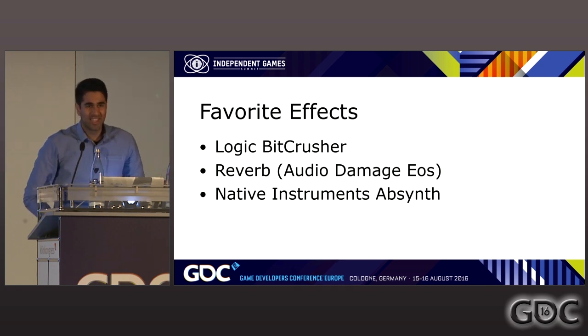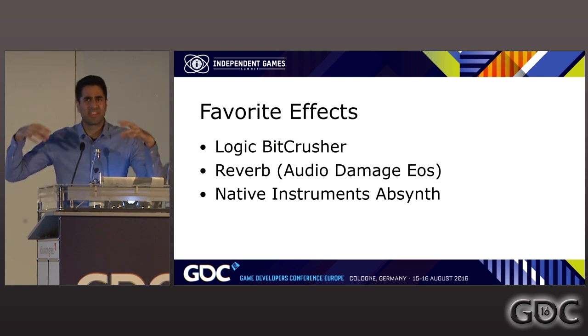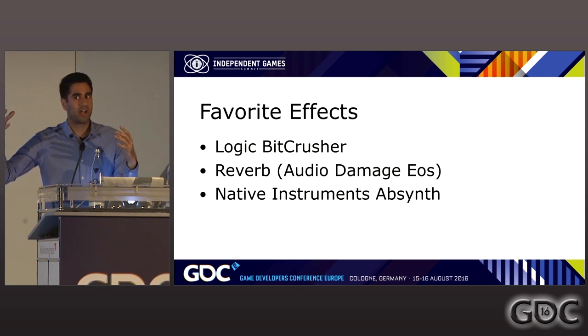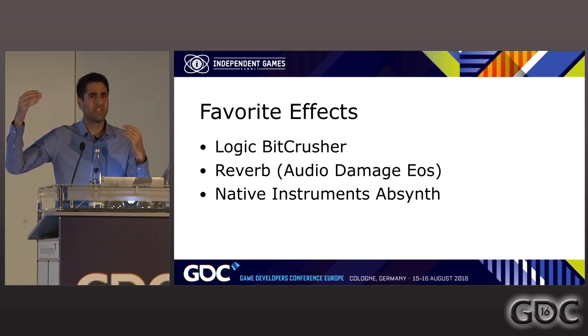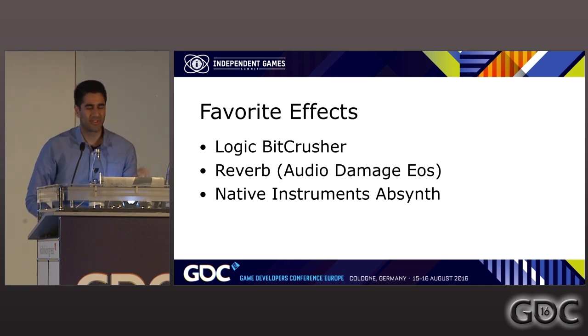It's fantastic. And lastly, Native Instruments' Absinthe is this insane synthesizer that allows you to kind of do anything so long as it's weird. It allows you to make really strange sci-fi and otherworldly effects very, very straightforwardly and very easily, so I use this a ton for Hyperlight.